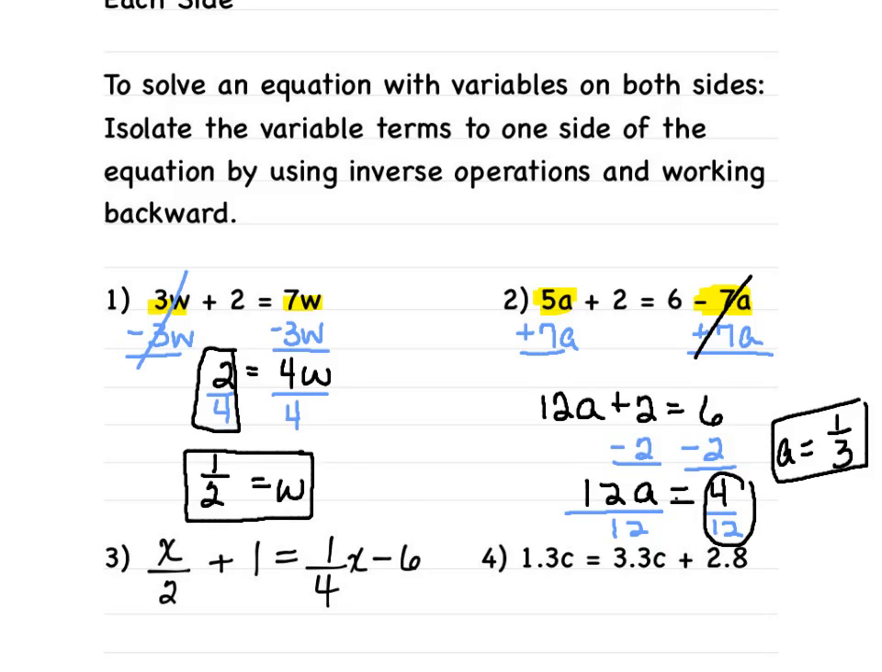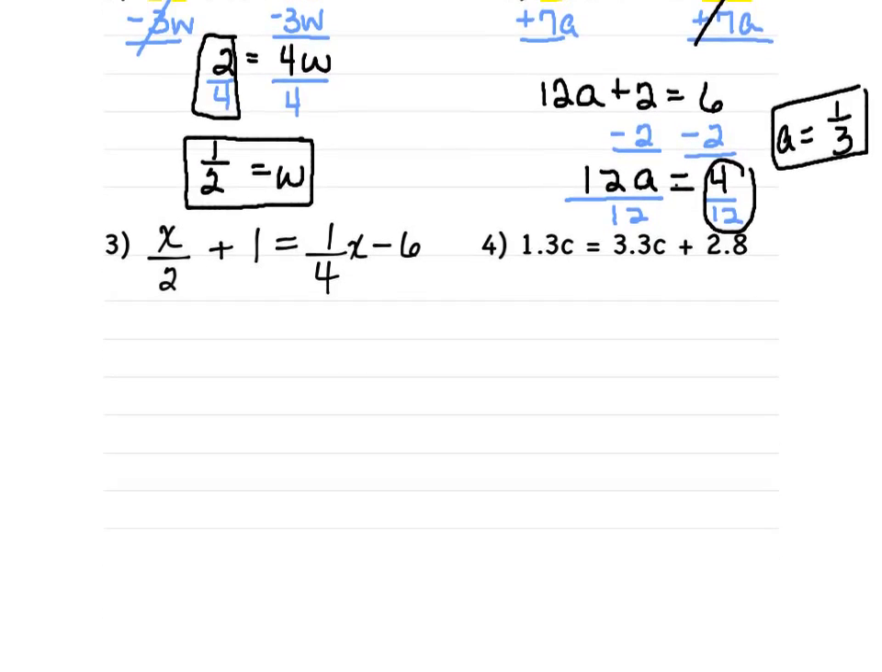Okay, let's go on. Numbers 3 and 4. Number 3, write it down, please. X over 2 plus 1 is equal to 1/4 x minus 6. When I see a problem like this, I'd like to go ahead and rewrite it so that it's a little easier for us to read.